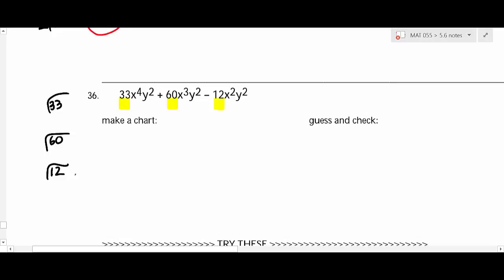6? 6 doesn't go into 33. That's a good idea, though. Only 3. Probably 3. Okay, that's what I'm thinking. Probably 3. Okay, let's try it.